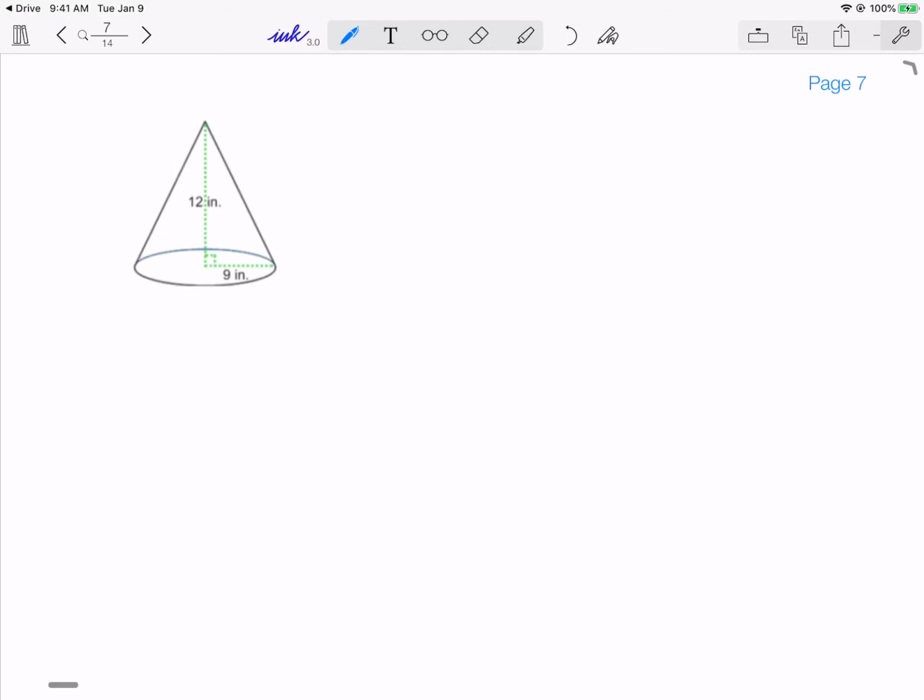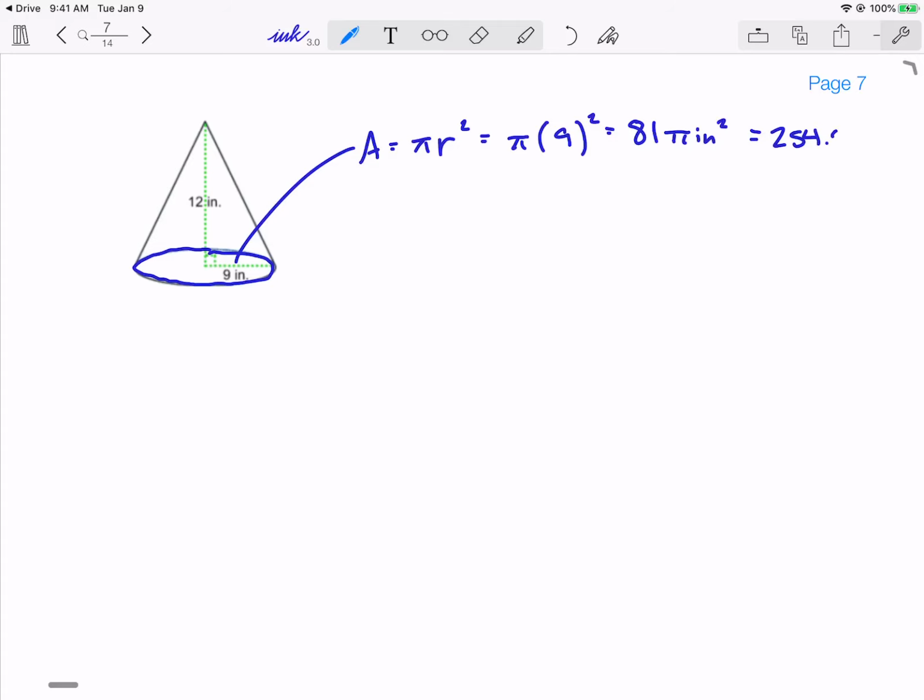Let's take a look at another example. This time we've got a cone because the base is circular. So to find the area of that base, I need to compute pi r squared, and my radius happens to be 9. So I'll get 81 pi inches squared, which if you want to type that in your calculator, 81 times pi is approximately 254.47. Then I need to multiply by the height of 12.